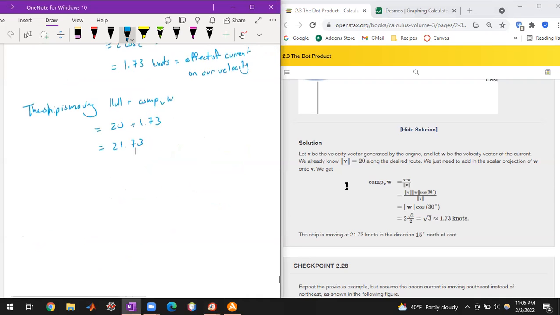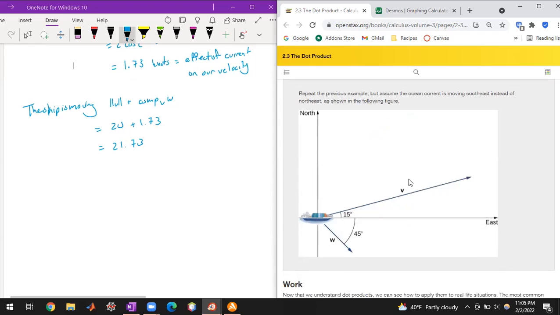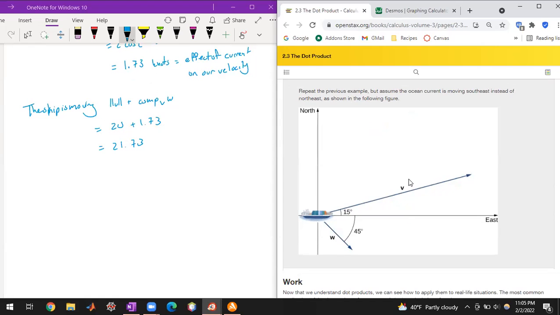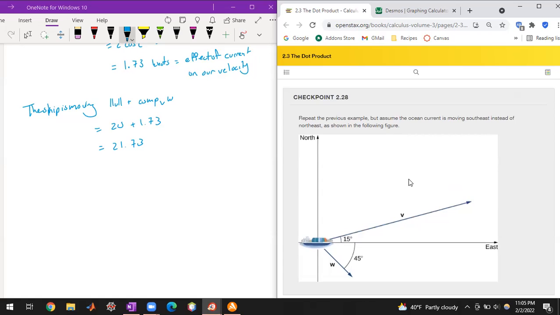All right, so let's take a look at the checkpoint problem. We're going to repeat the previous example, but this time we're going to assume the ocean current is moving southeast instead of northeast. So this sounds like it might slow us down a little bit. Go ahead and pause here and work on that on your own.